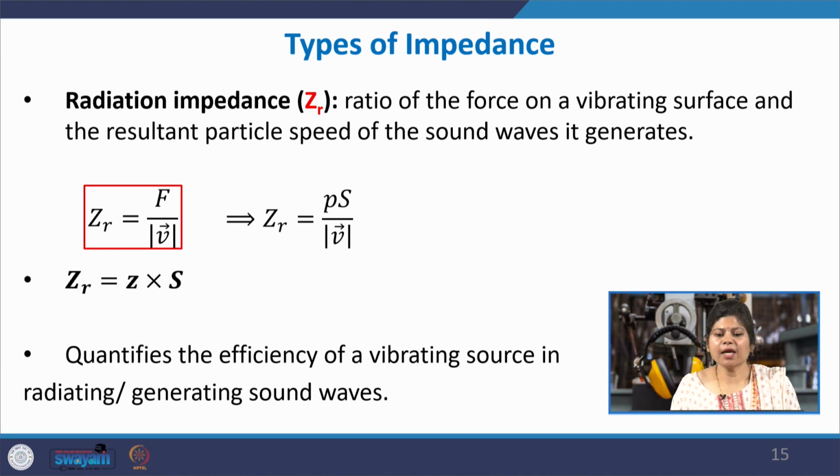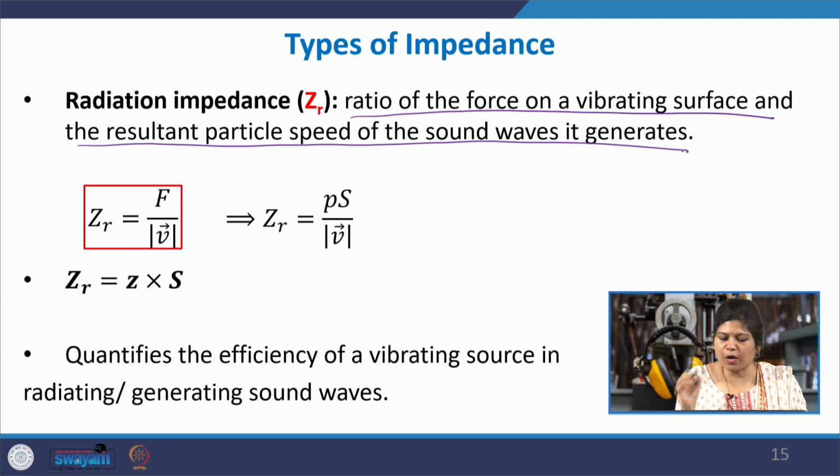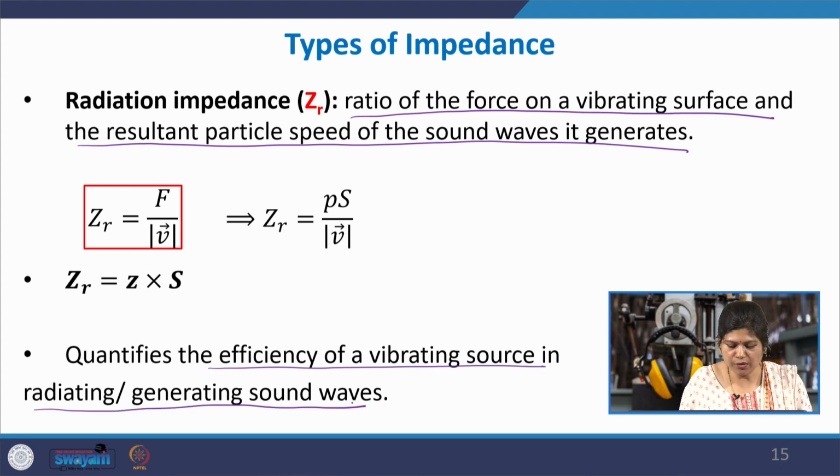Okay. Then the last type of impedance is the radiation impedance. It is the ratio of the force on a vibrating surface to the resultant particle speed of the sound waves it generates. So, this actually measures what? It measures the efficiency with which a vibrating source is creating sound waves. So, here what happens? Let us take the example of a sphere which is contracting and expanding like this, and it is creating spherical waves all around. There could be one wave that is moving back and forth with the same kind of volume velocity, and then there is another wave.